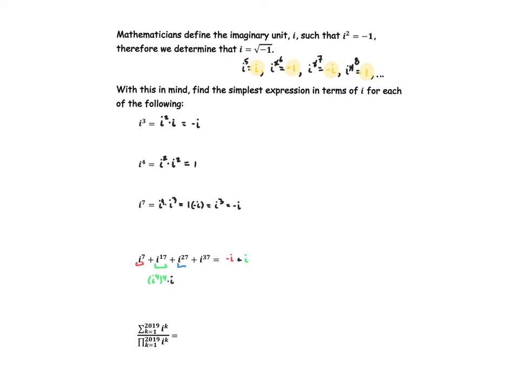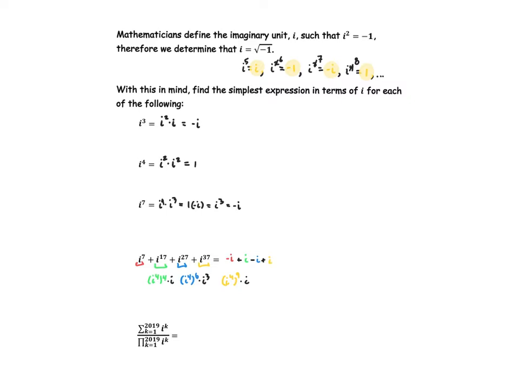i to the 27th would be i to the 4th. Notice how everything hinges on i to the 4th. That'll be i to the 4th to the 6th power times i cubed. And of course, i cubed is equivalent to -i. i to the 37th will be i to the 4th to the 9th times i. And therefore, we get a positive i, which is equivalent to i to the 37th.